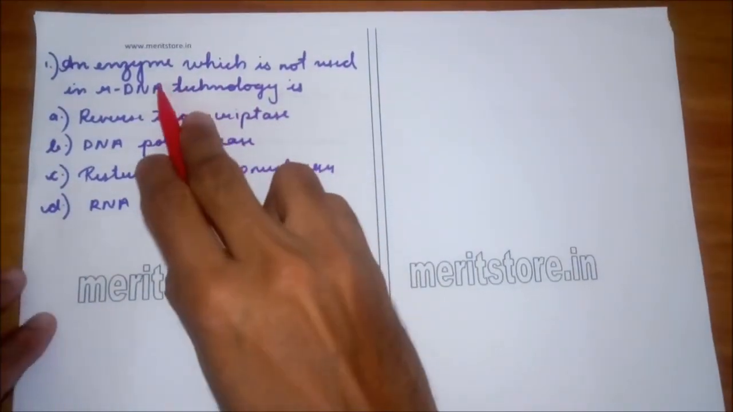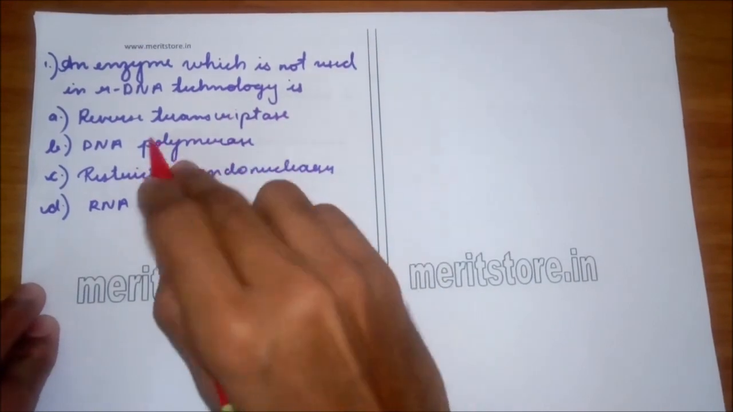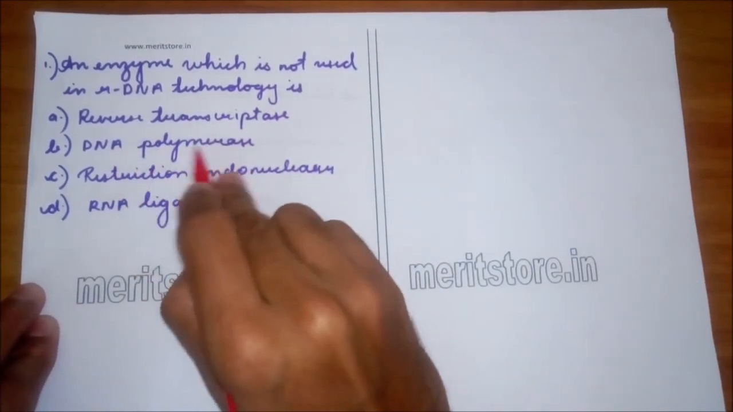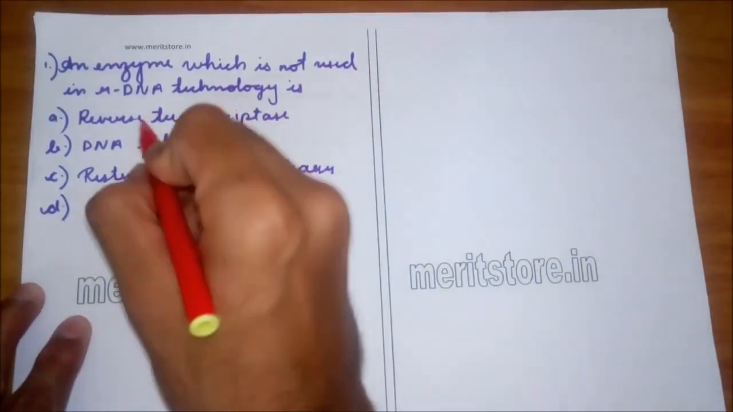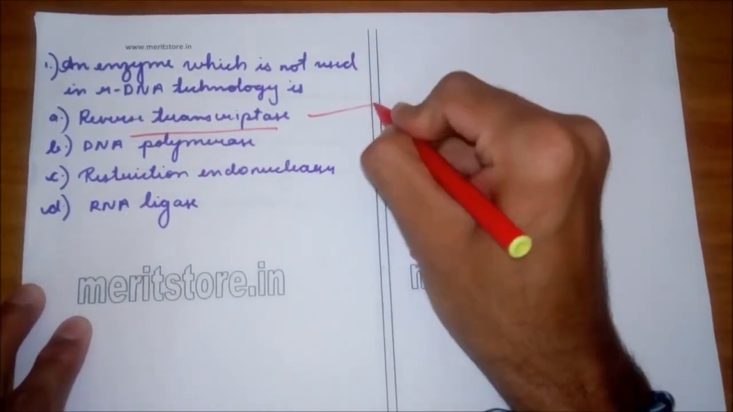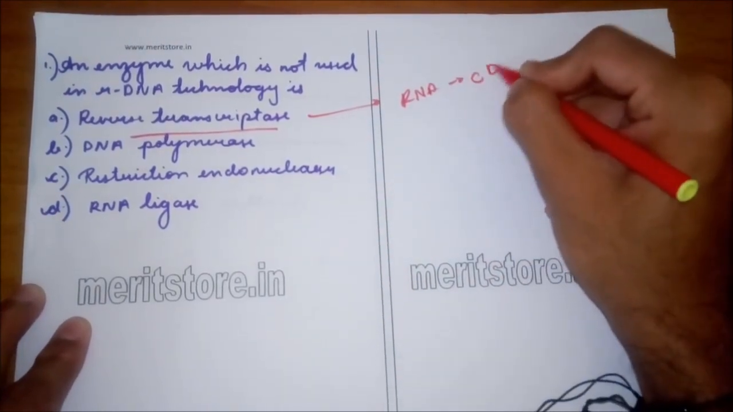Question number 1. An enzyme which is not used in rDNA technology is: A, reverse transcriptase; B, DNA polymerase; C, restriction endonuclease; D, DNA RNA ligase. So reverse transcriptase is required for conversion of RNA into complementary DNA.